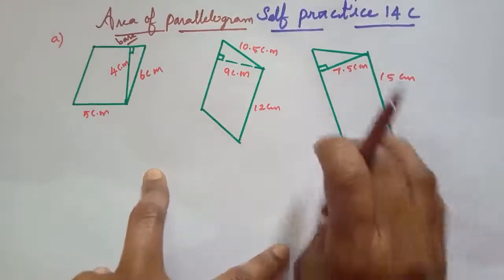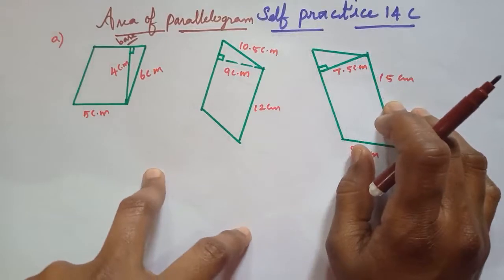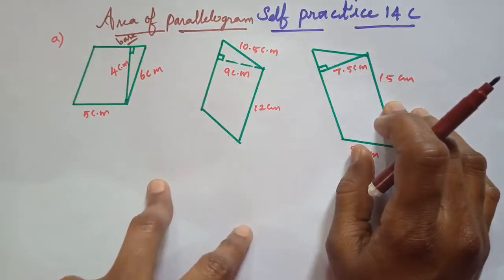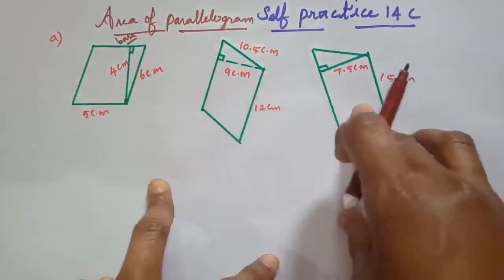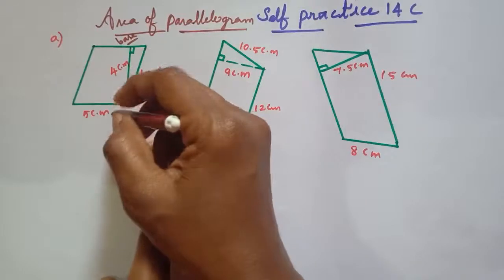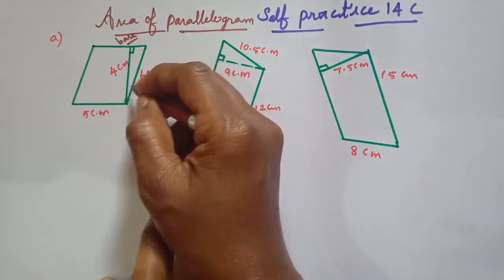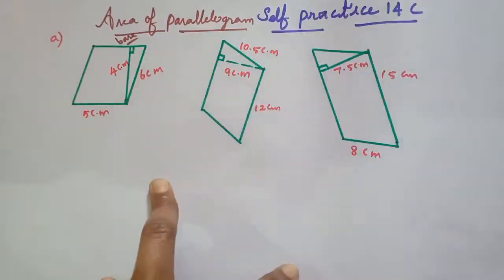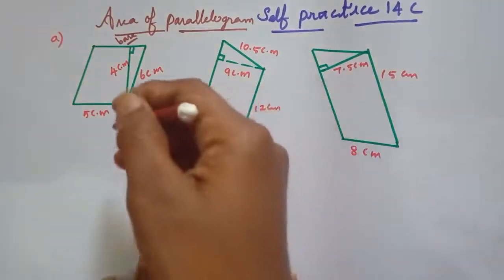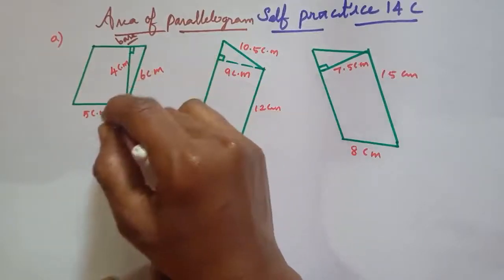Today we are going to see self practice 14C, area of parallelogram. Area of parallelogram, I have already taught you, is b into h, base into height. Here there are three figures given. Just look at this figure. Here there are two side lengths. You have to take one side length as base.